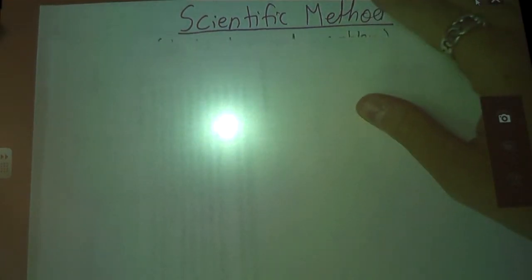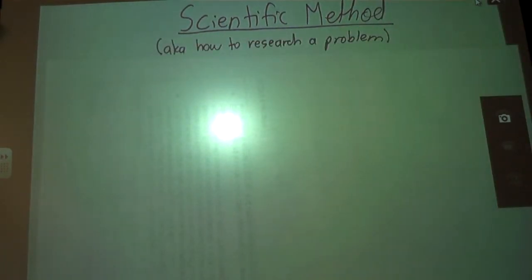So, scientific method, while it sounds like a big scary, complicated term, is really just how you research a problem. Anytime there's an issue or something you don't understand, this is the process that you go through in order to figure out the answer. It can be something as simple as why does a watched pot boil slower than an unwatched pot? Or it can be something as complicated as the effect of a catalyst on the rate of a particular reaction. So it spans the full gamut.